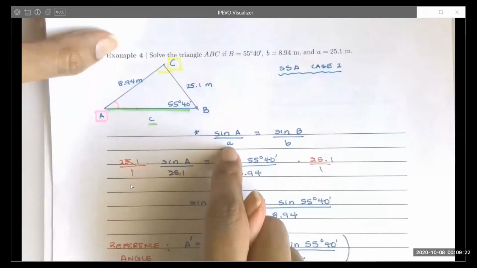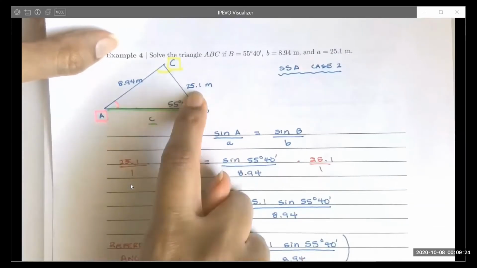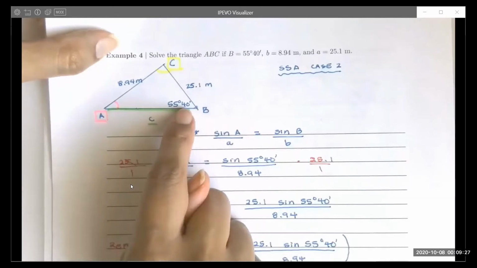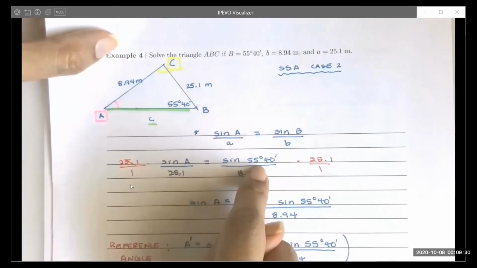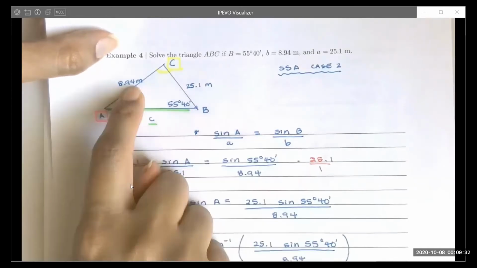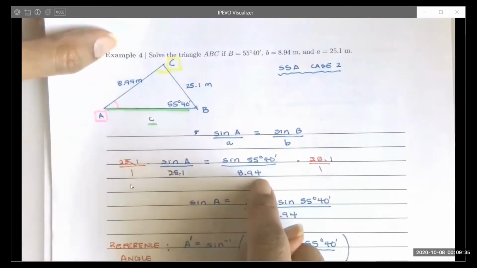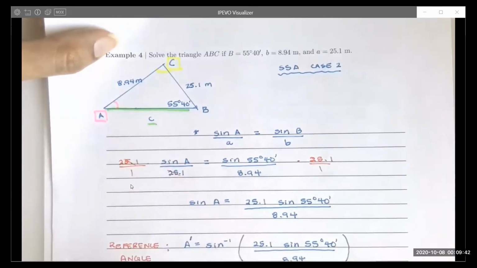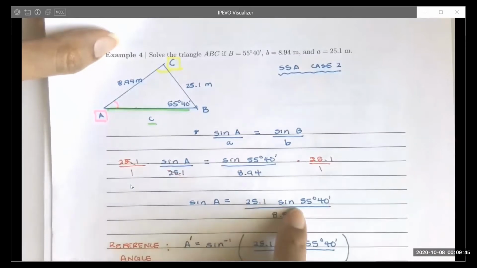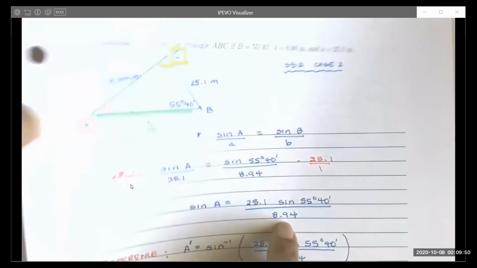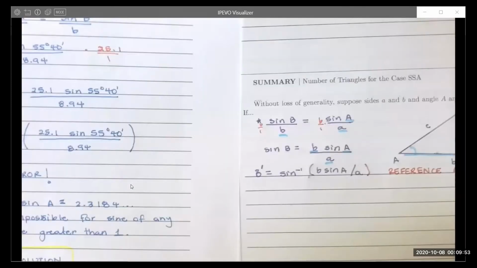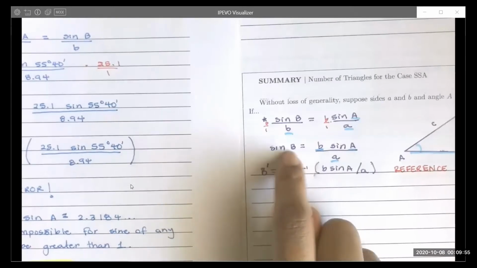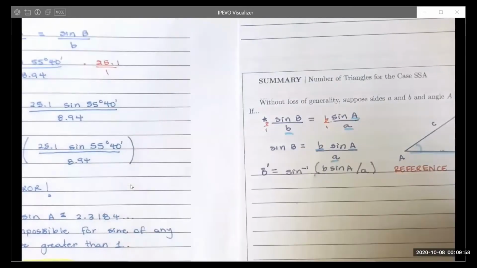So side A was given as 25.1. Angle B was given as 55 degrees 40 minutes, and side B was given as 8.94, so we replaced that. And then we solved to isolate the sine of A, so we multiply both sides by 25.1 to get sine of A is 25.1 times sine of 55 degrees 40 minutes over 8.94. So very similar to what we're doing here, except that we were isolating for angle B, right? So we're at that step.